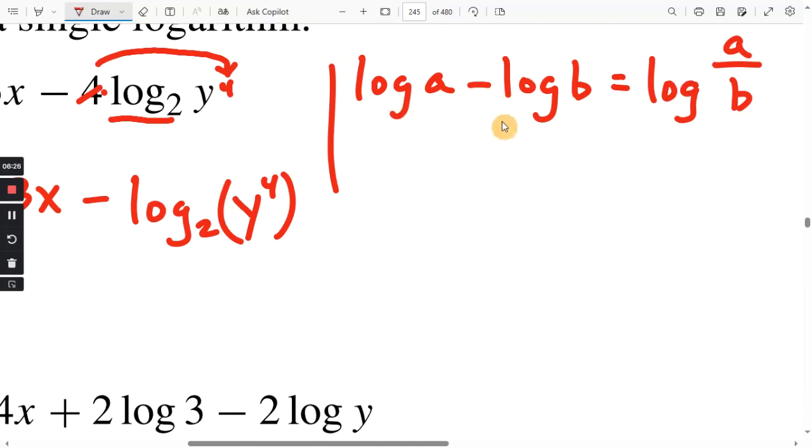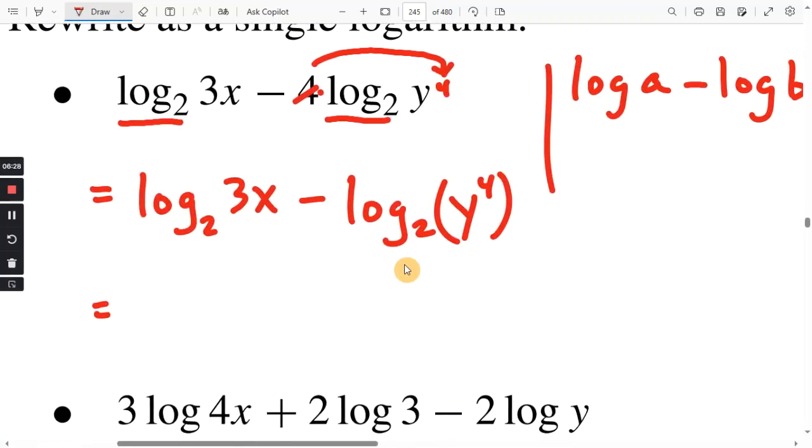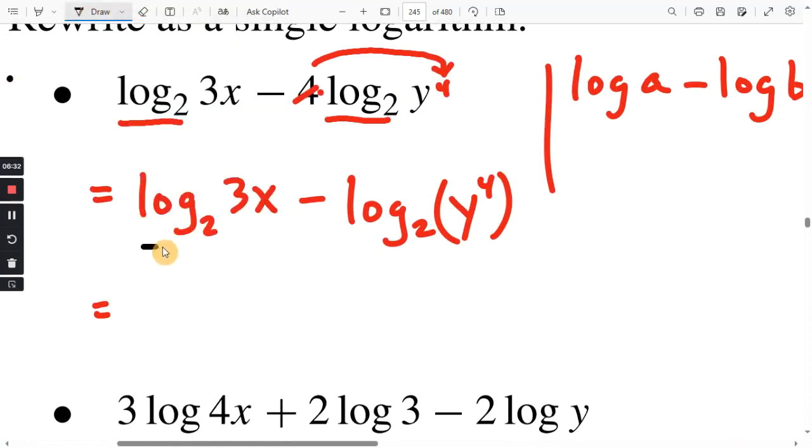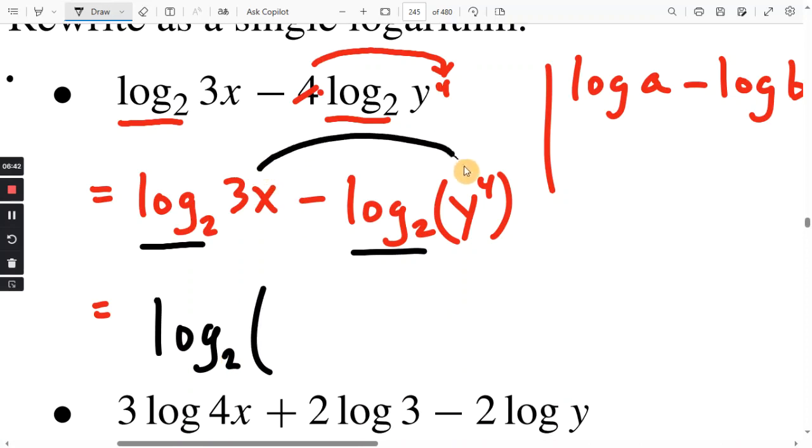The bases on the logs have to match, and we definitely have that. Okay, this is log base 2 and log base 2. They match. So we're going to keep the log base 2, and the argument is going to be 3x divided by y to the 4th. Final answer.